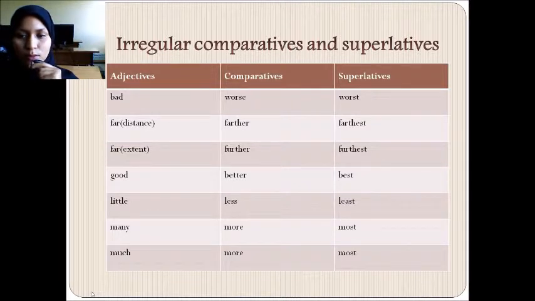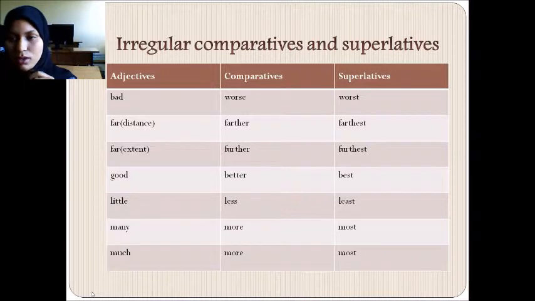Good: better for the comparative, and best for the superlative. Little is less in the comparative and least in the superlative. Many is more in the comparative and most in the superlative, and much is more in the comparative and most in the superlative.